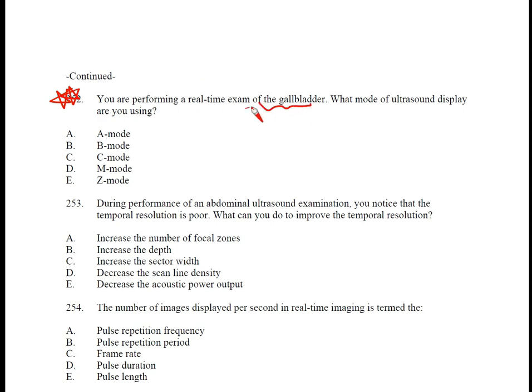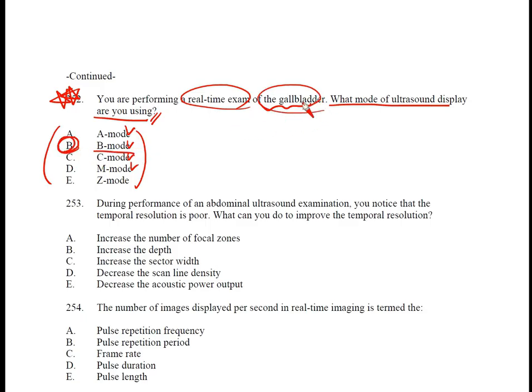The question asks which mode should be used to examine the gallbladder in real time. Various types of modes are described here. You definitely need to remember the characteristics of each one. The correct answer would be to choose option B. To examine the gallbladder, you need to look at its overall shape, so the examination can be performed using B mode.